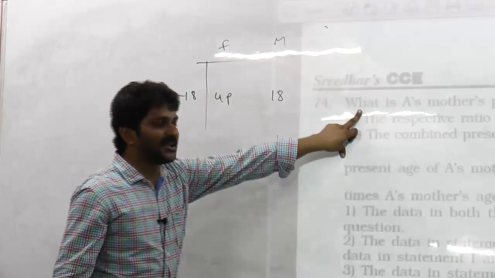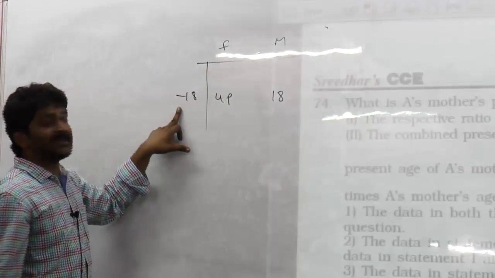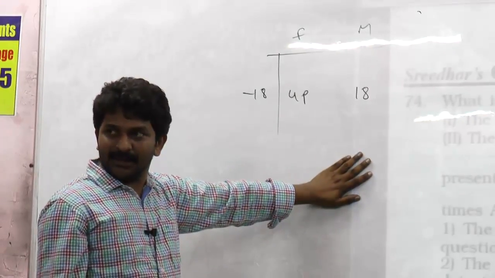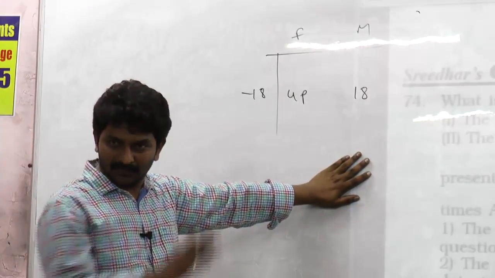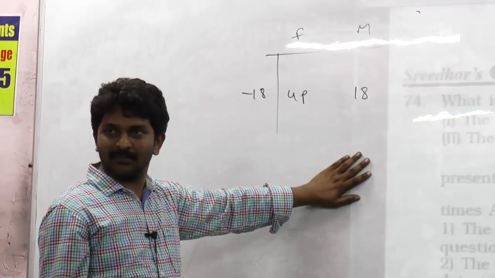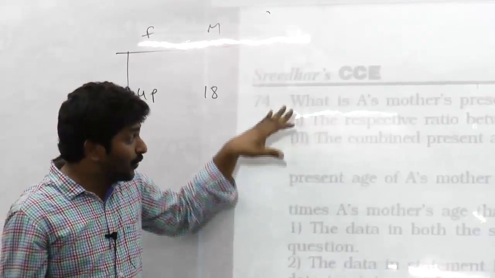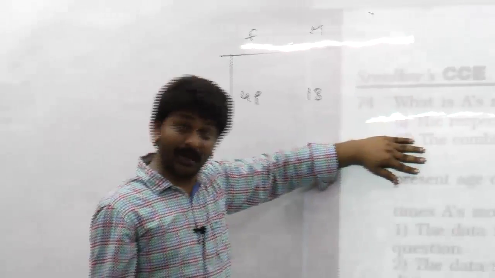And your question is about A's mother's age. If 18 years ago you know A's mother's age, can you calculate the present age of mother or not? 36. Have you used any information in the first option? So 1 alone is not sufficient, but 2 alone will give you the answer.